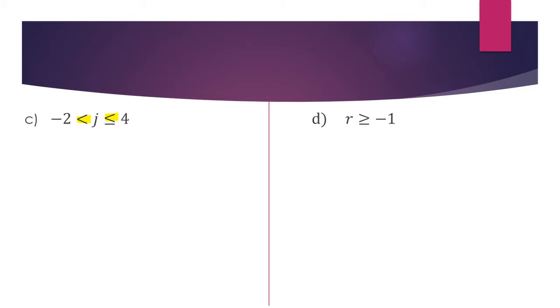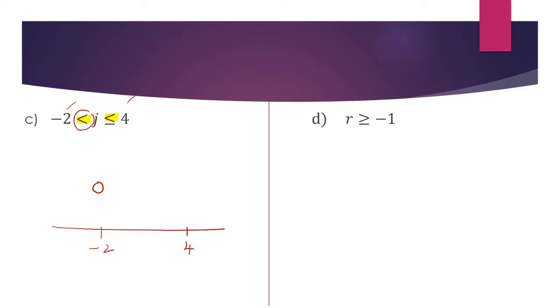And now I have j in between -2 and 4. We will now draw our number line. We start with the smaller number first on the left, that is -2. And here I have 4. These two numbers will form a point. So what point will -2 be?